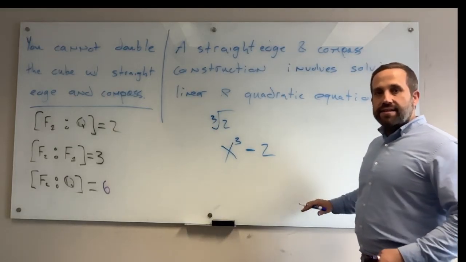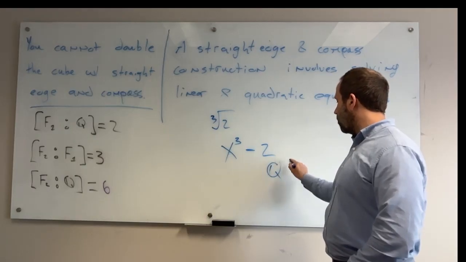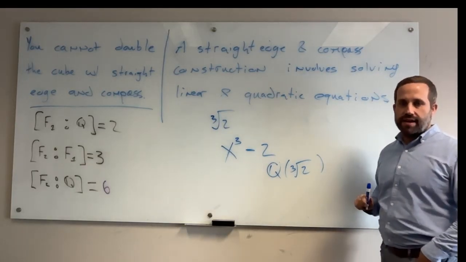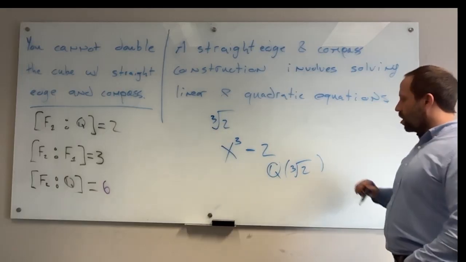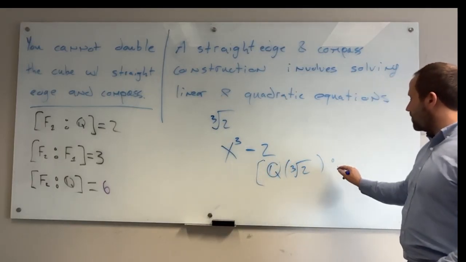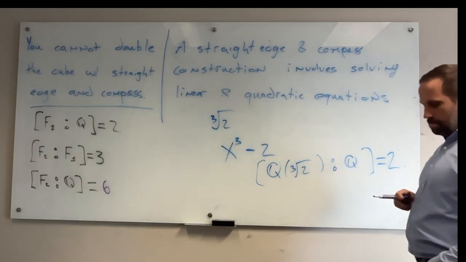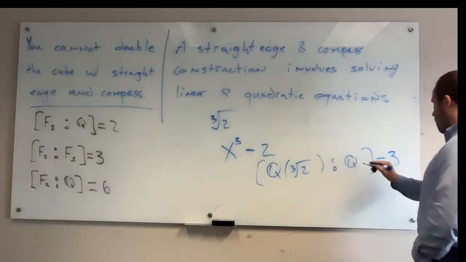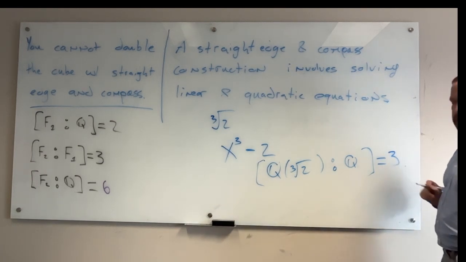So now what we need is, if we want to construct the cube root of 2, we need to look at Q with that appended to it. And that is a degree 3 extension. That's what we saw in the previous video: the degree of this extension over Q is equal to 3. I keep saying the exact wrong thing. The degree is equal to 3. Okay, well, that means that we cannot get to this field via straight edge and compass construction because 3 is not a power of 2.